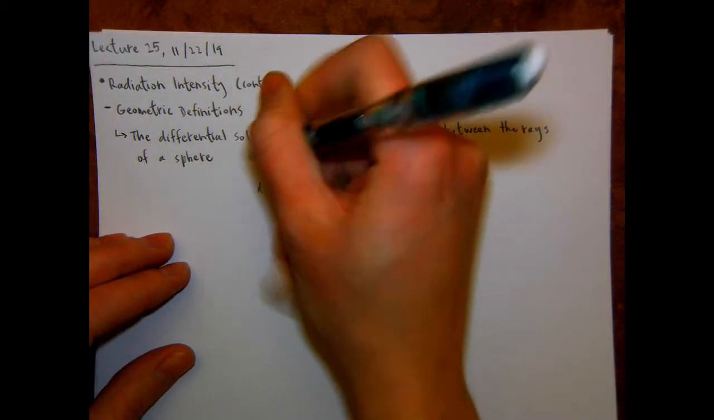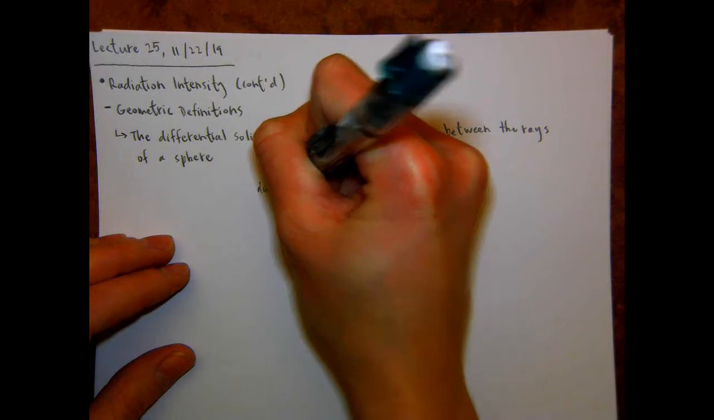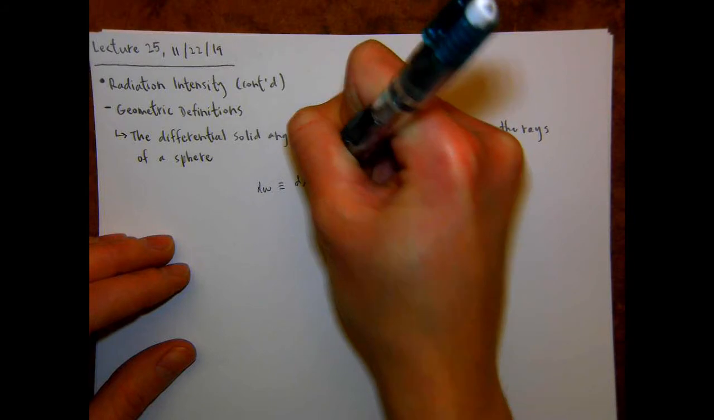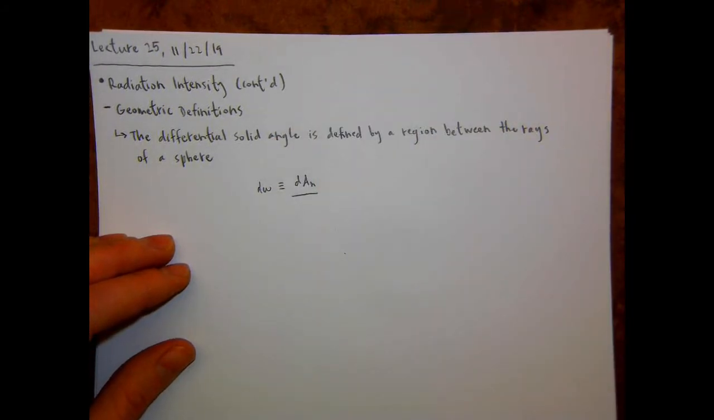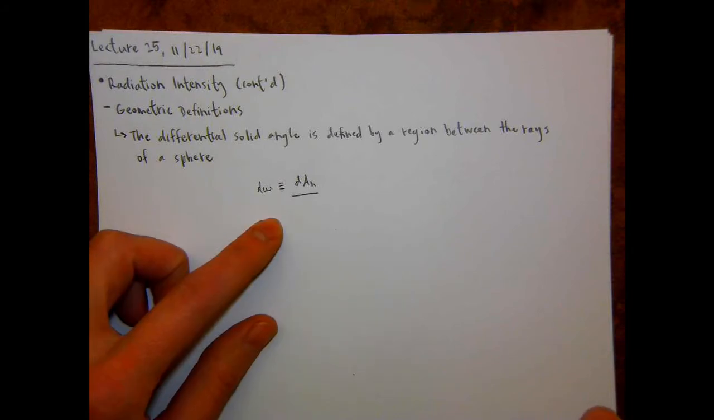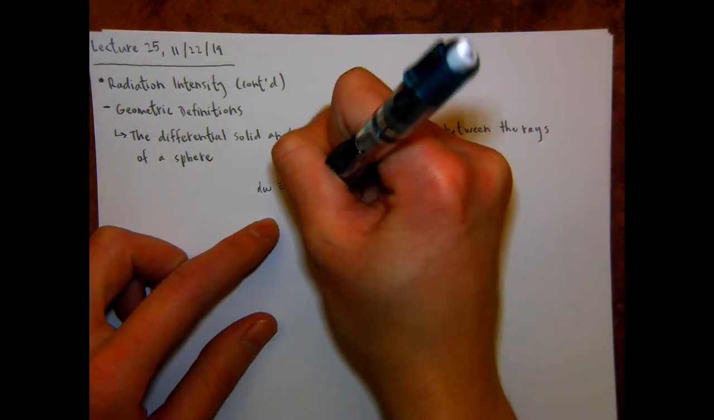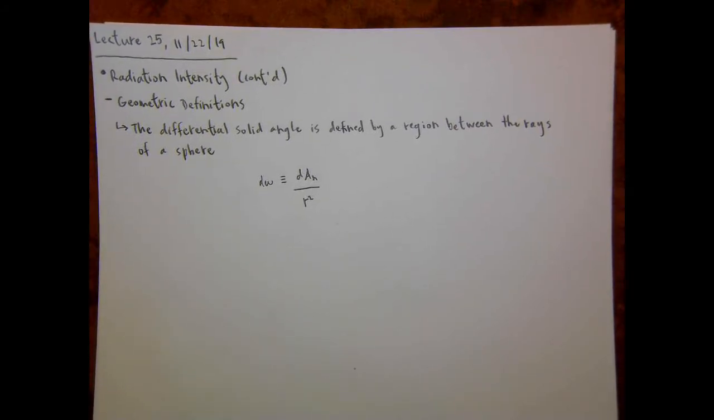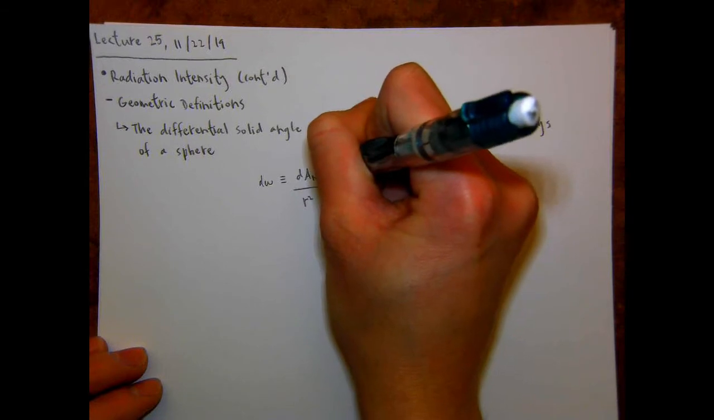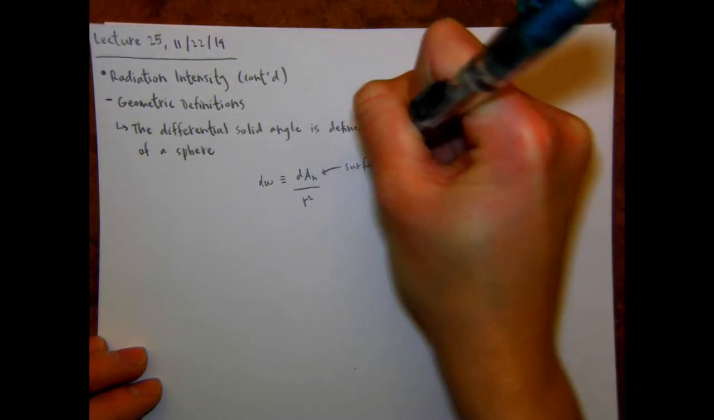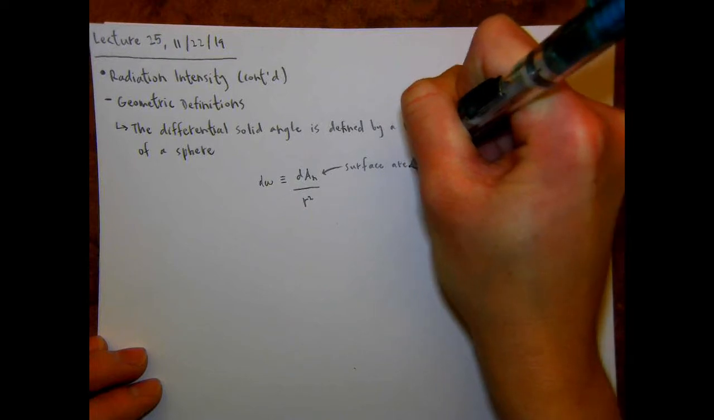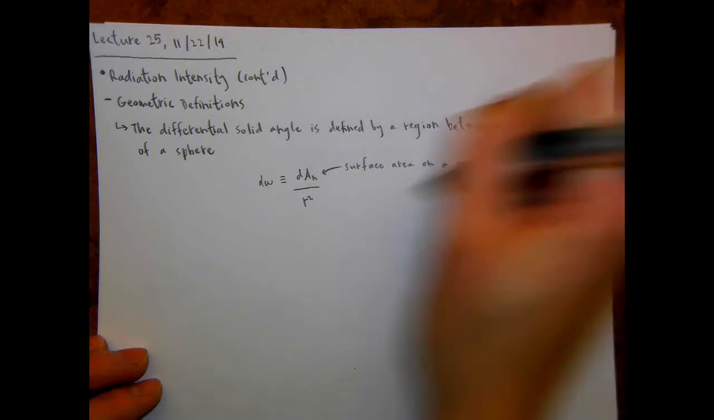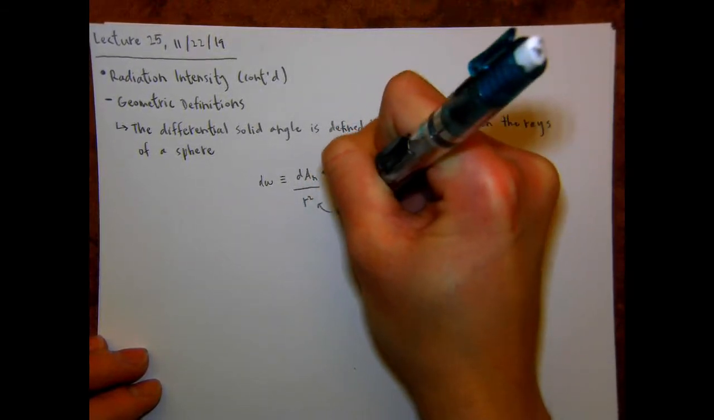So the definition then is this differential solid angle, d omega, is the ratio of the surface area that is intercepted by the rays, dA sub n, over the radius squared. And this dA sub n is the surface area on a sphere. And then r, of course, is the radius.